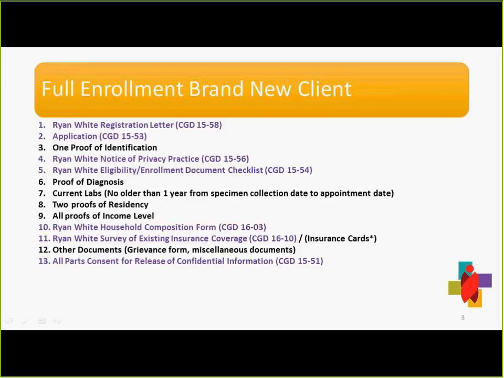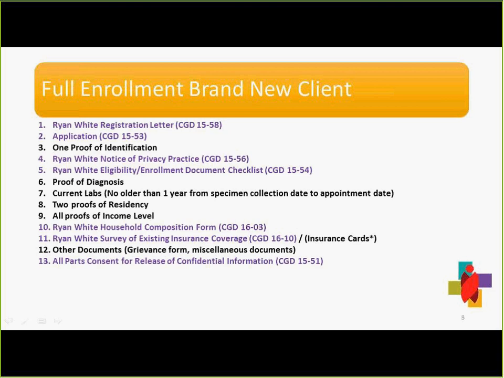The first thing you'll notice on this slide is the Ryan White registration letter. The registration letter should be the first document that any eligibility specialist sees when reviewing the packet. This is now document 1. There are 2 registration letters. One is pending or provisional enrollment, and one is a full enrollment. Each time that you upload a document, place the registration letter in front of it.